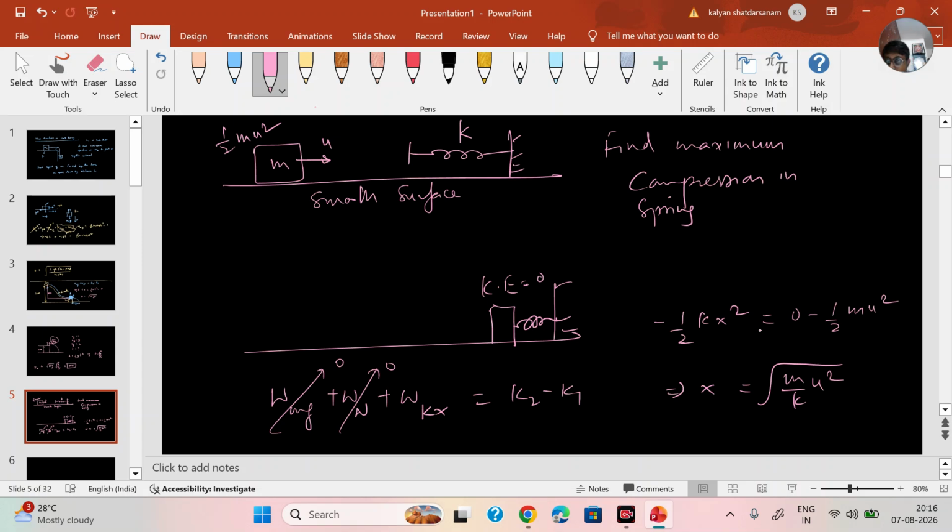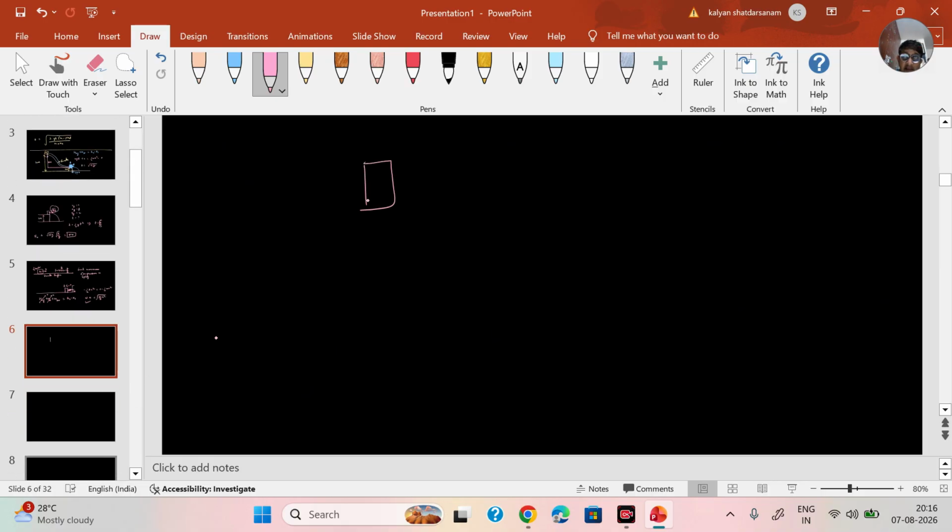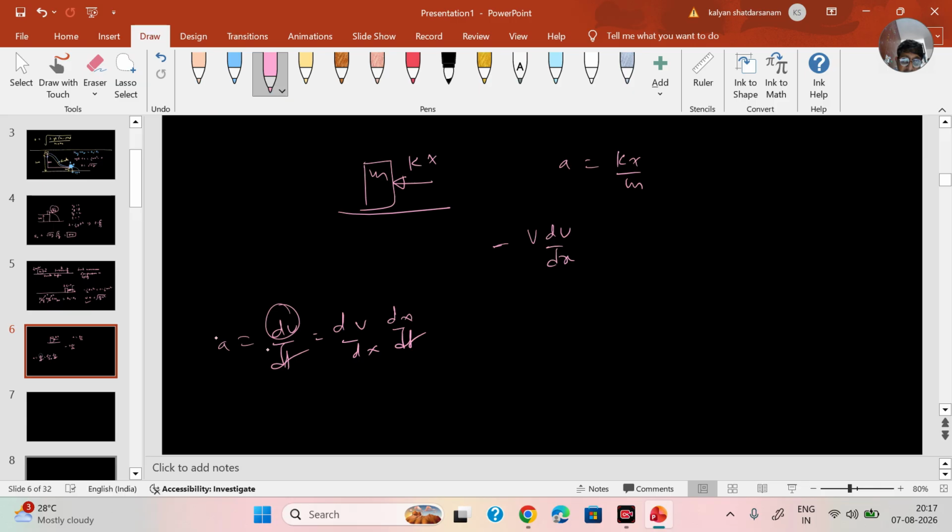So half gets cancelled and you get x as under root m by k u square. Yeah, see, it's so simple. If you were to do it with Newton's laws, you have to integrate. At any moment when the spring is compressed by x, it exerts a force kx. So the acceleration is kx by m, and acceleration we write as v dv by dx, but you have to put a minus sign. Actually, a is dv by dt, which you can write as dv by dx into dx by dt. But the problem here is dv is negative because the speed is reducing. So I am putting a minus sign.